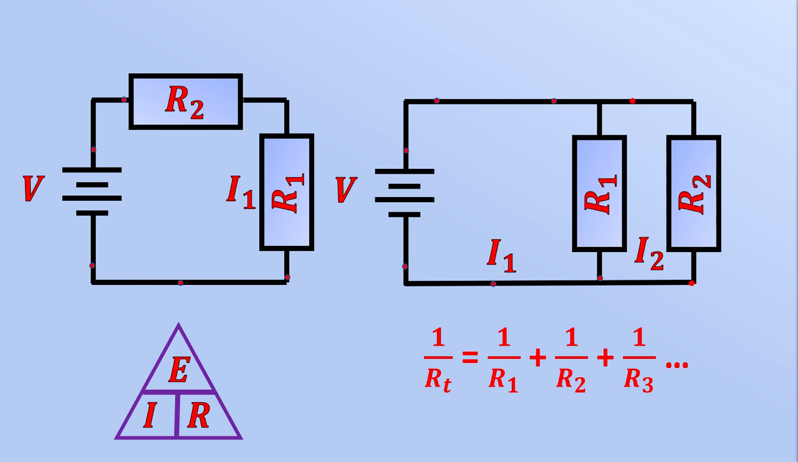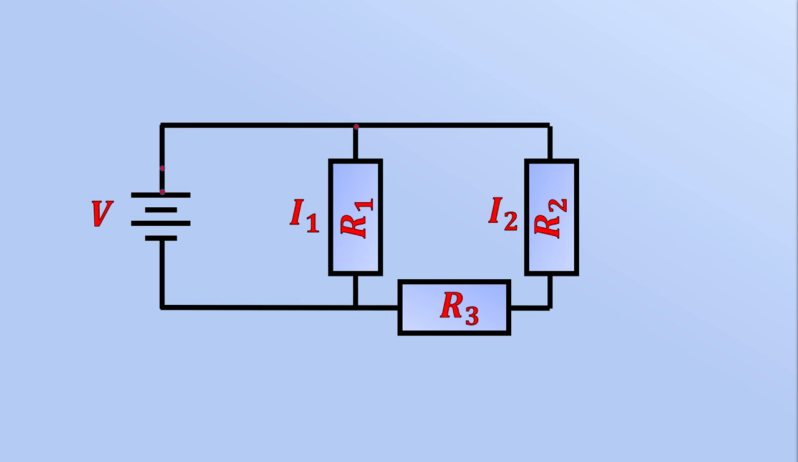Now with the series circuit, it doesn't matter how many resistors we add in there. As long as there's just one path for the current to flow, then it's still a series circuit. If we look at the parallel circuit here, this is still a parallel circuit. It's not a compound circuit because these two resistors are in series. So there's still just the two paths for the electrons to flow.